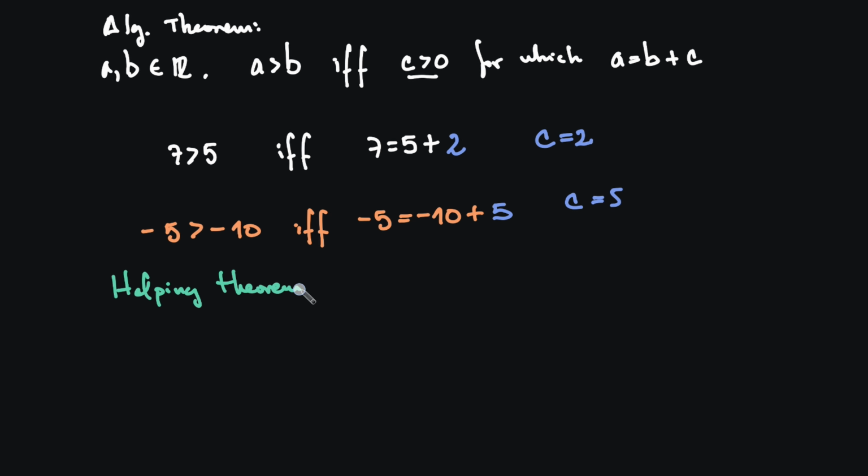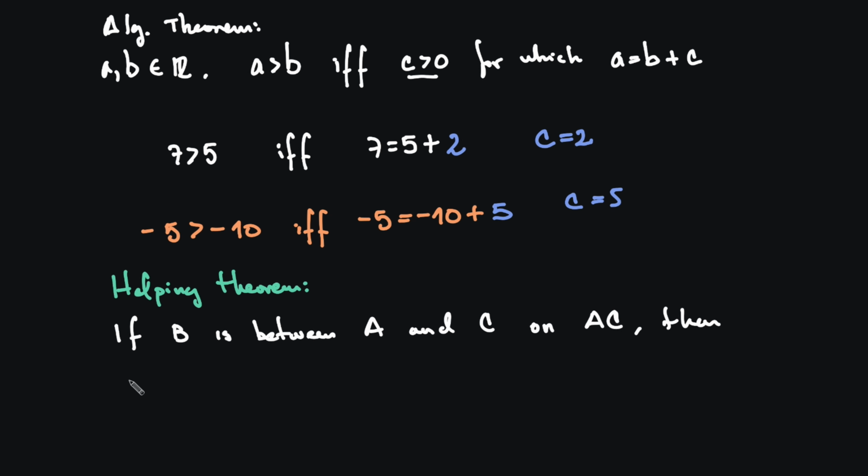The helping theorem states that if we have a point B that is between A and C, on the segment AC, then it must happen that AC is greater than AB and AC is greater than BC.